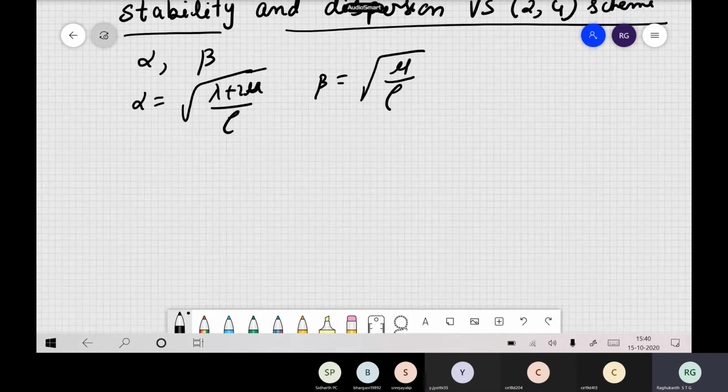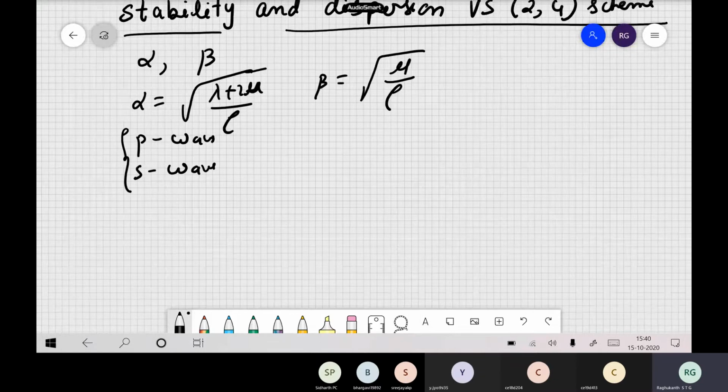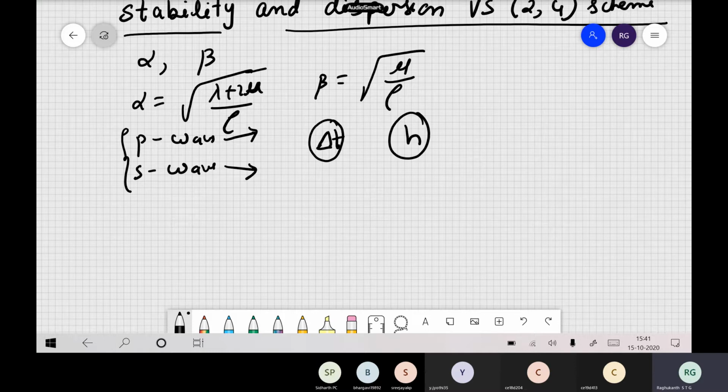Now when you are solving a three-dimensional problem, the question comes. Like we have seen, the dispersion equation. We have a P wave, then we have an S wave. When you are talking about stability and dispersion, the P wave velocity will be different and the S wave velocity will be different. So my sampling in time is delta t, and my sampling in space is h in the x direction, y direction, z direction. Which wave velocity governs my stability as well as the dispersion relations?